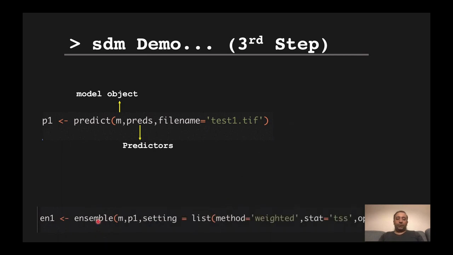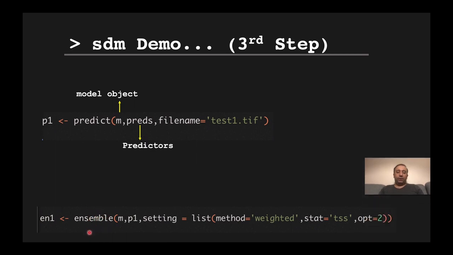We have another function, which is the ensemble function. It's the same. It starts with the model object. In the second argument, if you put the output of the predict function, it will be used to generate the ensemble. But if you specify the predictors, the function first generates the prediction output, and then combines them into an ensemble output. So you have the model object, the predictors, and you can also have a file name here if you want to save it physically as a file.